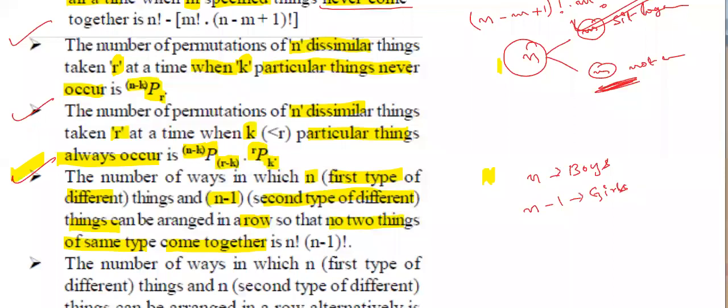Okay, they want to sit in a row so that no two things of the same type come together. That means here n boys are there, n minus 1 girls are there. They don't want to sit same persons together. That means boys cannot sit together, girls cannot sit together. In between boys, girls compulsorily sit. Meaning it is like this: boys, girls, boys, girls, boys, girls, like this.